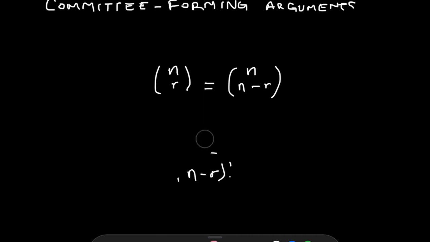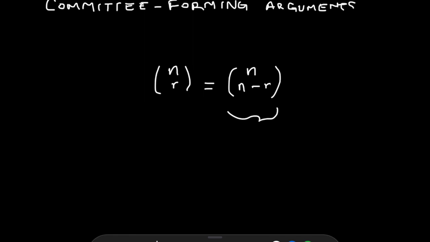However, let's try to do this with a different approach. Let's say we wanted to prove it using committee forming arguments. So in that case, let's say we wanted to choose a committee. We want to choose how many ways that we can form a committee of r people from a group of n people. So we have a group of n people and we want to choose r of those to form a committee within the group. Now clearly the left-hand side is choosing r people to form a group from a total of n people. Now we want to show that this is essentially the same thing that the right-hand side is counting.